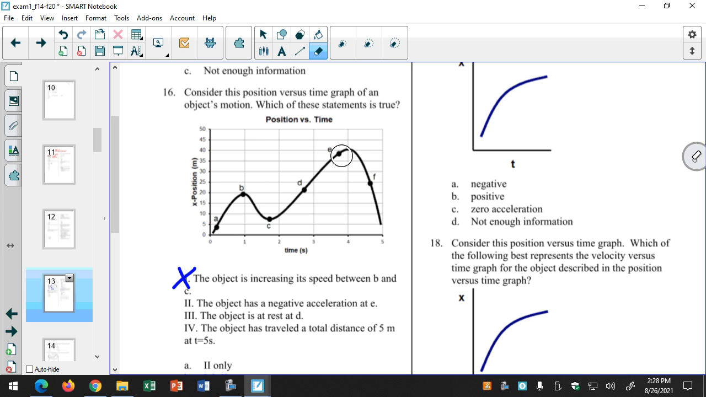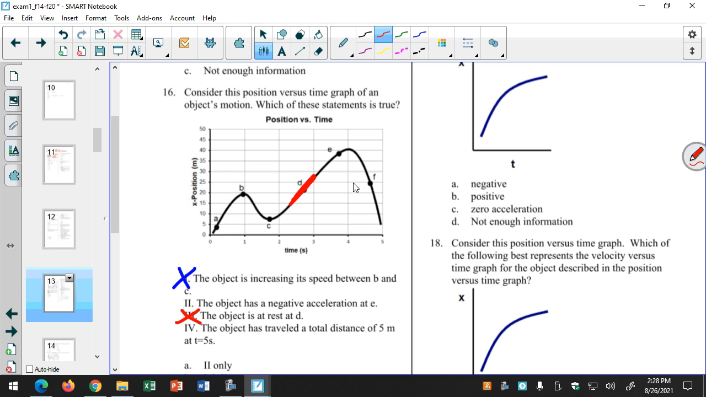The object has a negative acceleration at E. That one's true, but I don't want to get into it right now, so let's just skip over that. The object is at rest at D. Is that true? The tangent line has a slope of that. Is it at rest there? Right, it's moving. It has a positive velocity. So that one's not right.